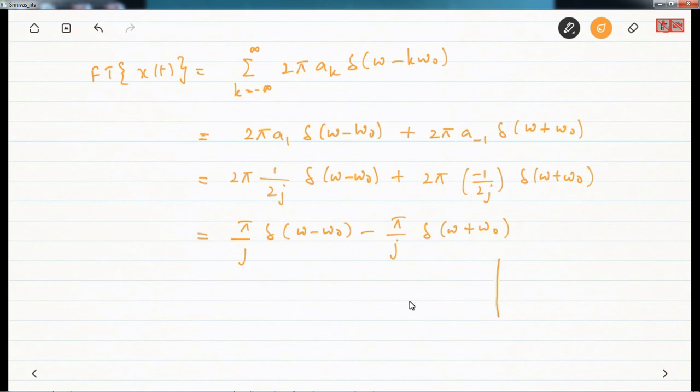So if you have to show this in a diagram, it will be omega, this is 0, and let us draw this. At omega equal to omega naught, we have an impulse, and that impulse strength is pi by j. So let's call this omega naught.